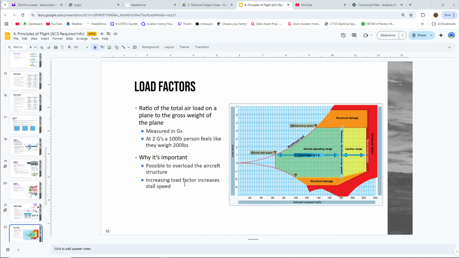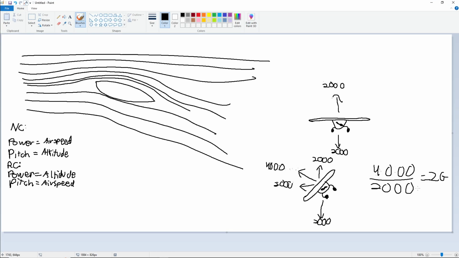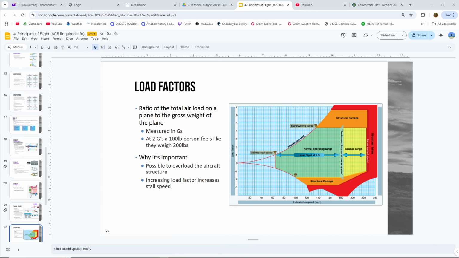So that's why increasing load factor increases stall speed. When I'm at those high bank angles, I increase my angle of attack, pushing me closer to my critical angle of attack, which means I'll stall the aircraft at a higher speed because I'm increasing my angle of attack at that same given airspeed in a higher bank angle setting. Okay, let's continue here.